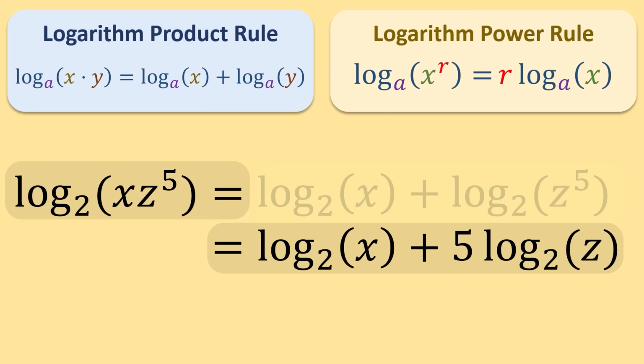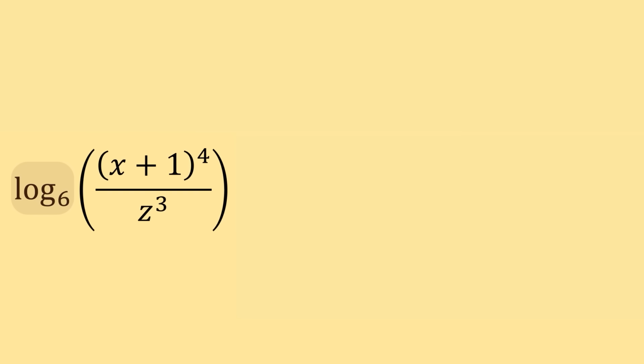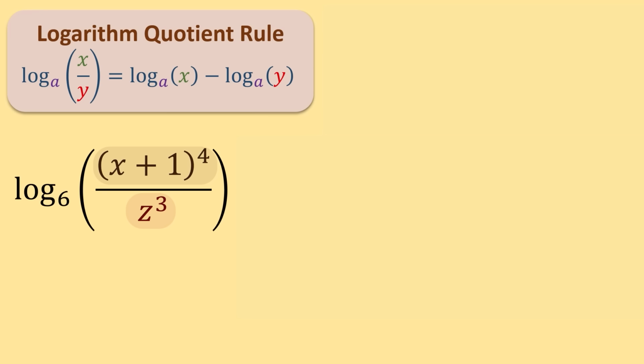Let's move on to another example. Consider log base 6 of the quantity x plus 1 raised to the 4th power, all divided by z to the 3rd power. I see division between two expressions, so I know I'll need my logarithmic quotient rule. Each of my expressions is raised to a power, so there is a good chance I may need my logarithmic power rule.